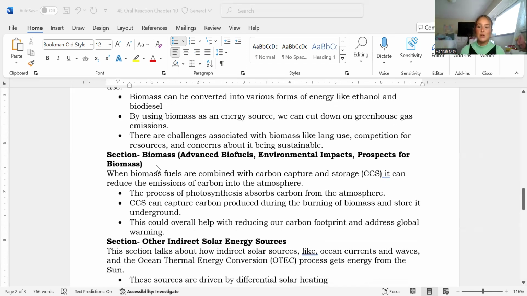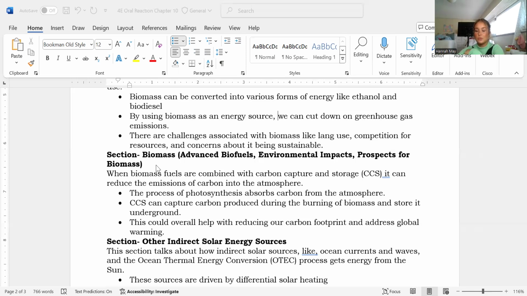The second half of this section of biomass, the last few subheadings, just talk about how biomass fuels, when they're combined with CCS or carbon capture and storage, can actually reduce the emissions of carbon that much more in the atmosphere. The process of photosynthesis actually absorbs carbon from the atmosphere. We know, like plants use carbon and they turn it into oxygen. We've learned that since we were younger.